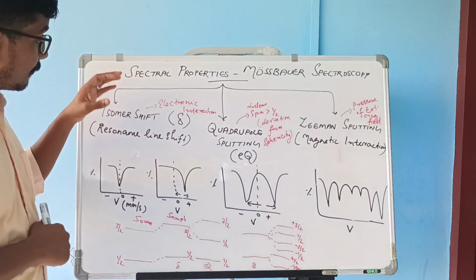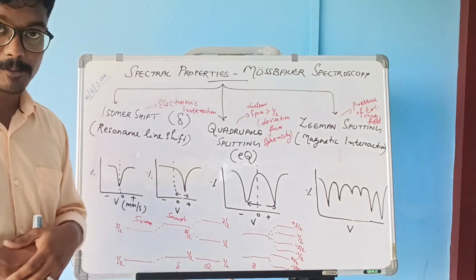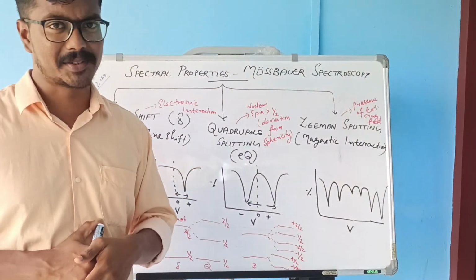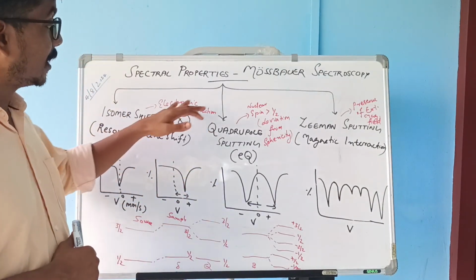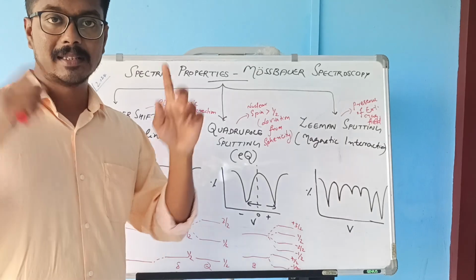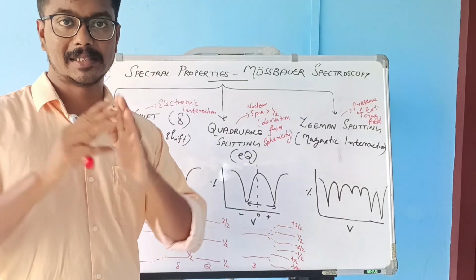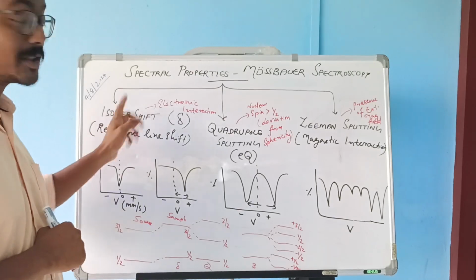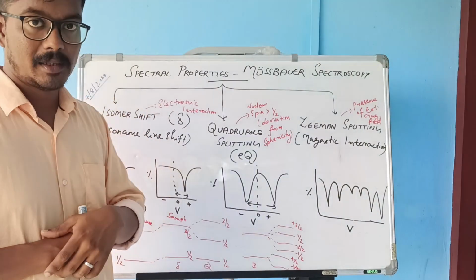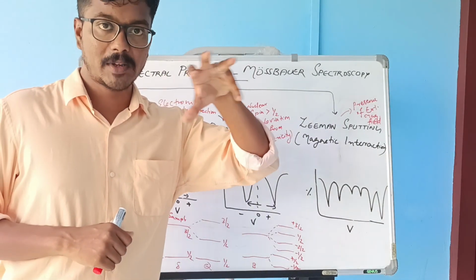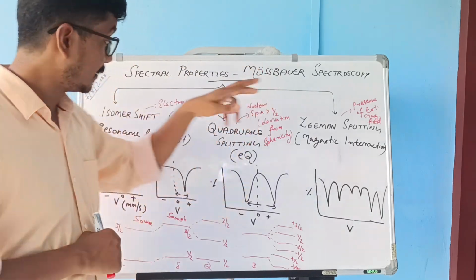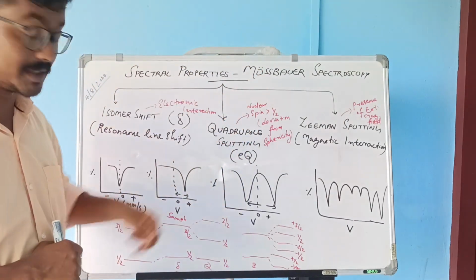The first factor is isomer shift. Isomer shift is also called the resonance line shift. It's mainly due to the electronic interaction. The electrons surrounding a nucleus can influence the nuclear transition, and as a result, isomer shift happens in the spectrum. If we are taking a spectrum of a given sample, a different electron distribution can cause a spectral change.